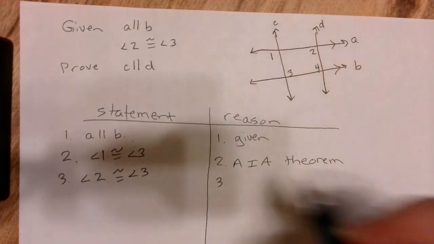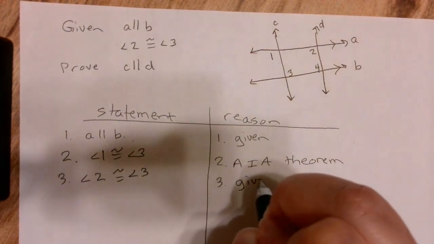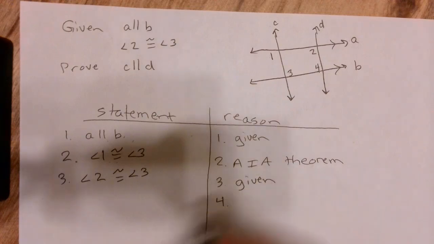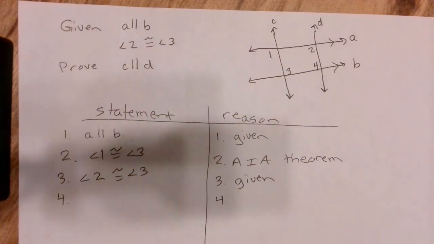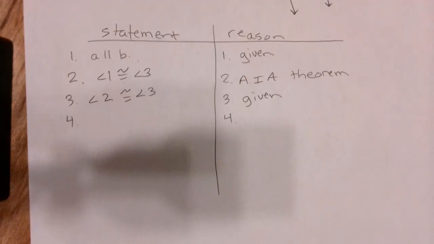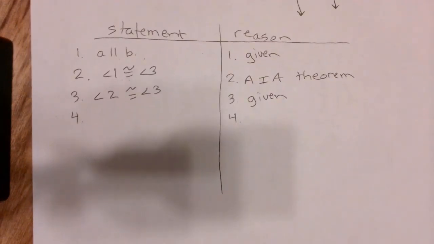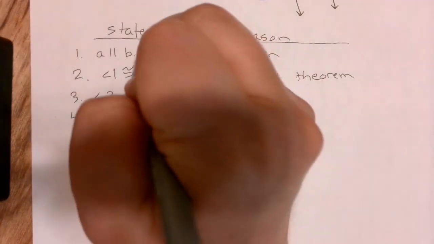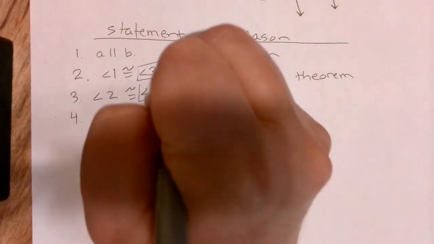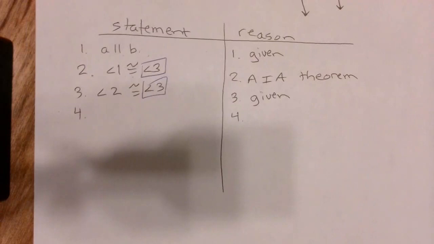Angle 2 is congruent to angle 3 because that's given. Now look at line 2 and look at line 3. Do you notice anything? Angle 1 is congruent to angle 3 and angle 2 is congruent to angle 3. Notice both are congruent to angle 3.